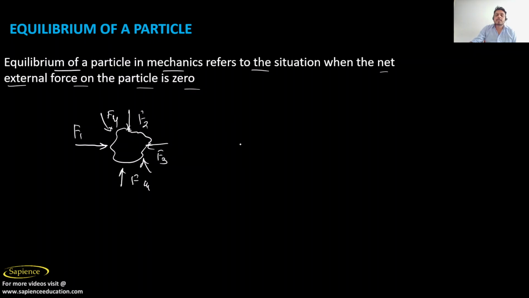If numerous forces are acting, and if the total net force is zero, and the net moment about a point is equal to 0, then this body is in equilibrium. Very important.